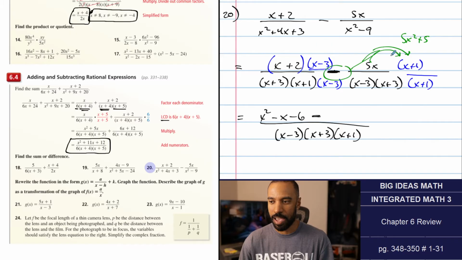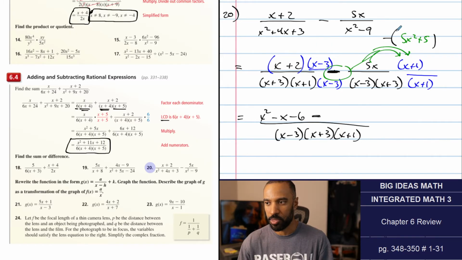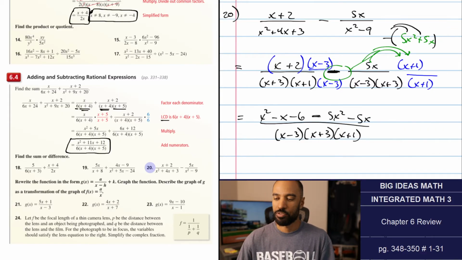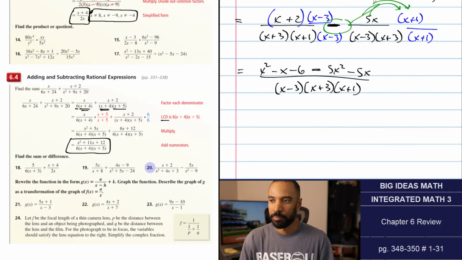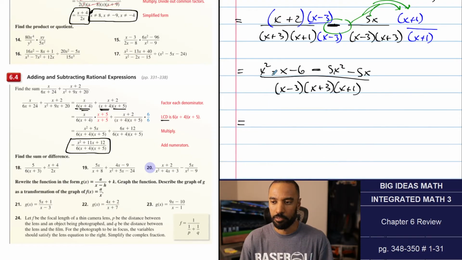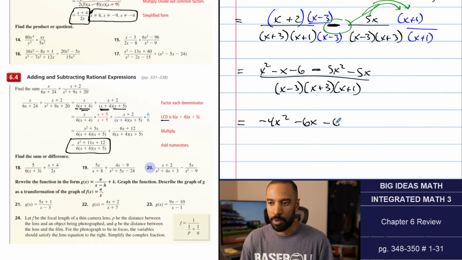Whether you call it a negative 5x or call this a 5x and then distribute the negative into it, it's negative 5x squared minus 5x that we have here as we continue forward. But that's the one part about subtraction that you really got to be careful with, and I'll remind you each time if I can. x squared minus 5x squared is negative 4x squared. Negative x minus 5x is negative 6x, and you've got a minus 6.